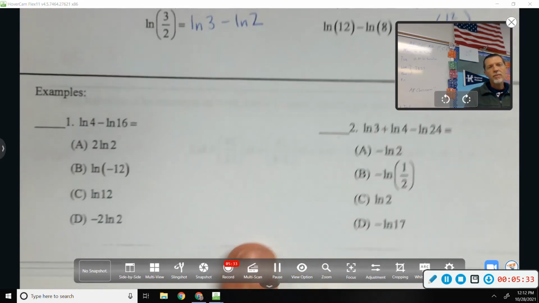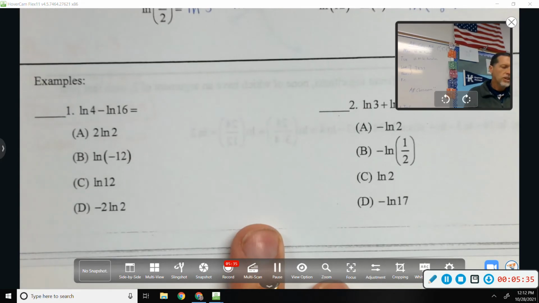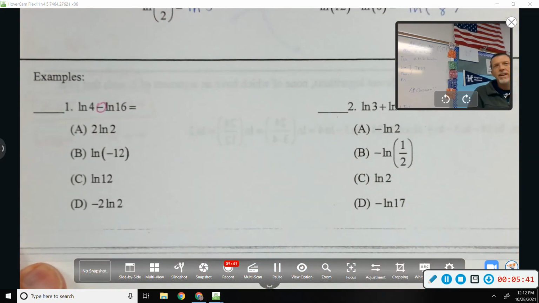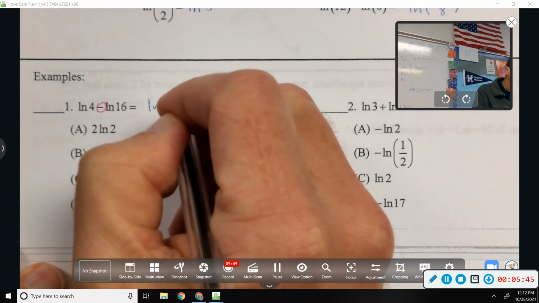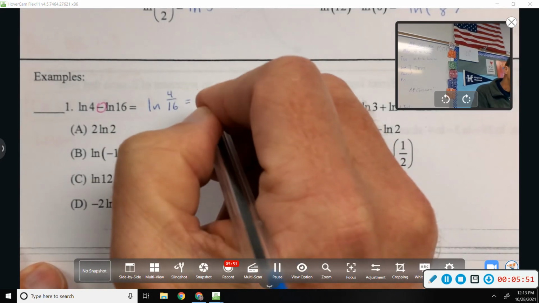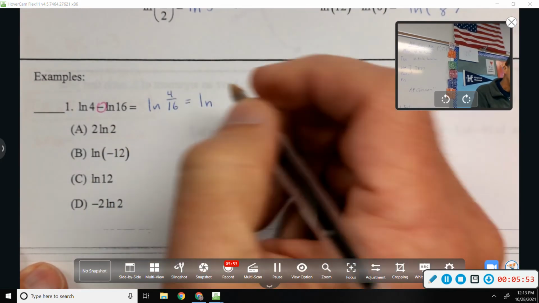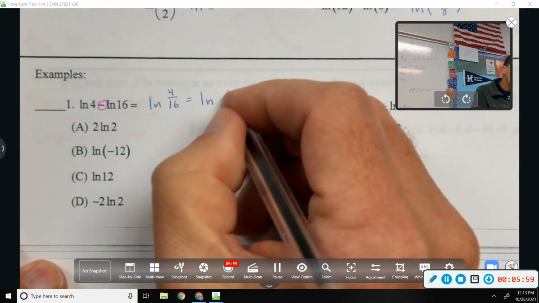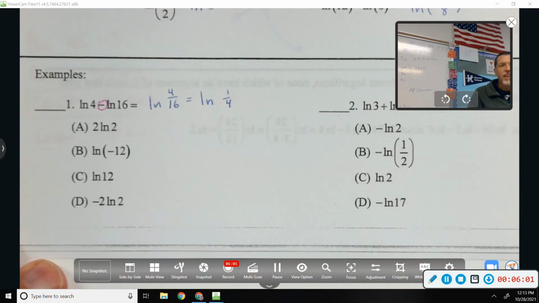All right, example 1. Natural log of 4 minus natural log of 16. So what does minus lead to? Division. So natural log of 4 over 16. Well, I don't see that as an option. But I could reduce 4/16 to, what's 4/16 reduced to? 1/4. I don't see that as an option.